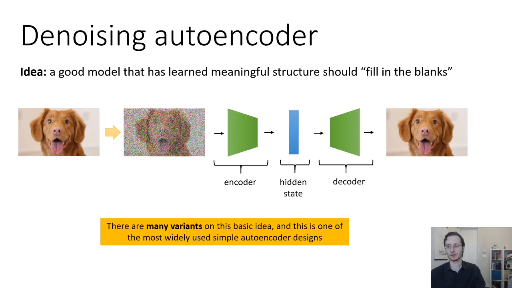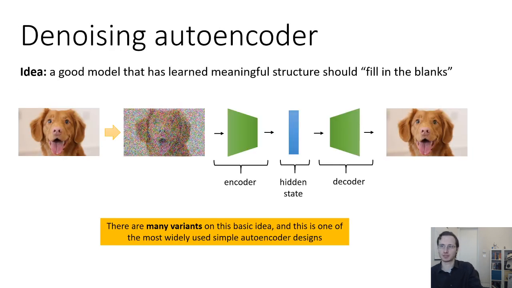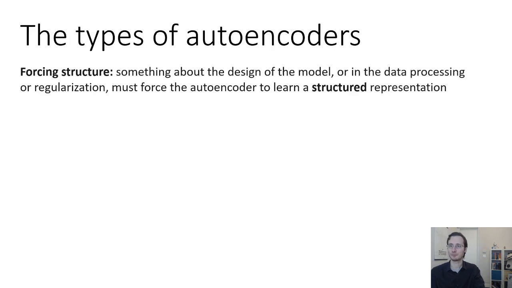There are many, many variants on this basic idea, and this is really one of the most widely used simple autoencoder designs. So there's not really that much more that I can say about the denoising autoencoder. It's very simple. It can be used to learn meaningful structure. It can be used to learn hidden states that you can then use as feature representations. And things like BERT can be viewed as a special case, as a particularly complex and useful type of denoising autoencoder.